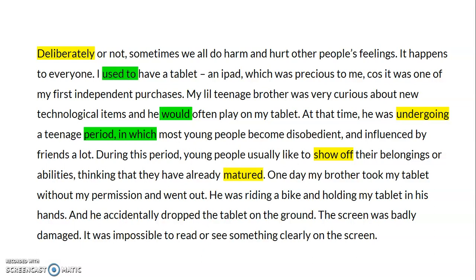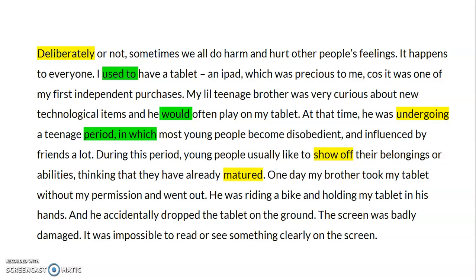Deliberately or not, sometimes we all do harm and hurt other people's feelings, and it happens to everyone. I used to have a tablet, an iPad, which was precious to me because it was one of my first independent purchases. My little teenage brother was very curious about new technological items, and he would often play on my tablet. At that time, he was undergoing a teenage period in which most young people become disobedient and influenced by friends a lot. And during this period, young people usually like to show off their belongings or abilities, thinking that they have already matured.